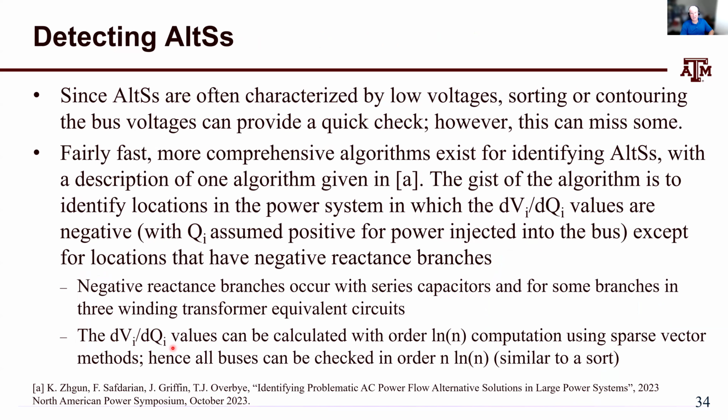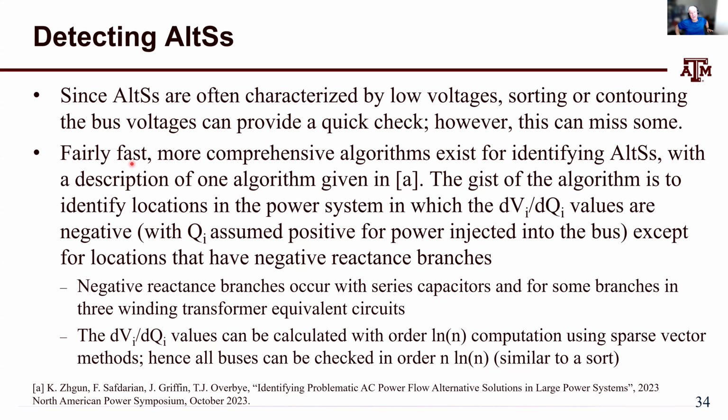A quick way to detect alternative solutions is to look for low voltage. Certainly, if you start seeing voltages below 0.6, 0.7 per unit, that's going to tend to indicate an alternative solution. The nice thing about this is it's very quick to sort the bus voltage magnitudes and look. The difficulty, though, is it can miss some. So there are more comprehensive algorithms.